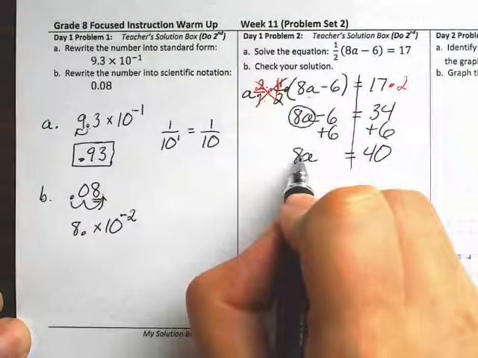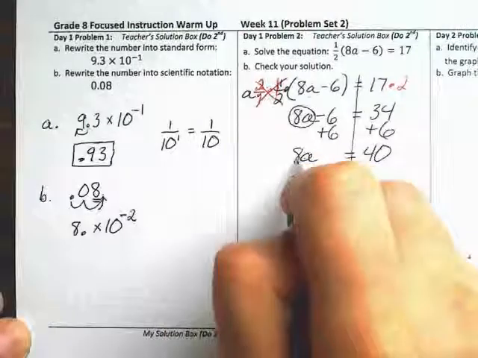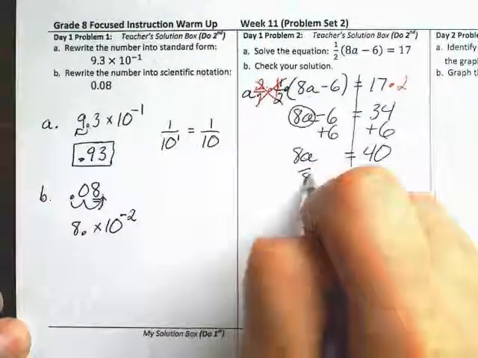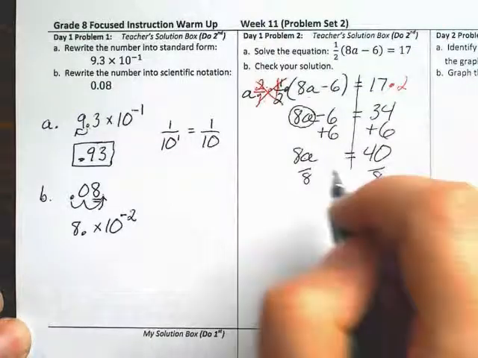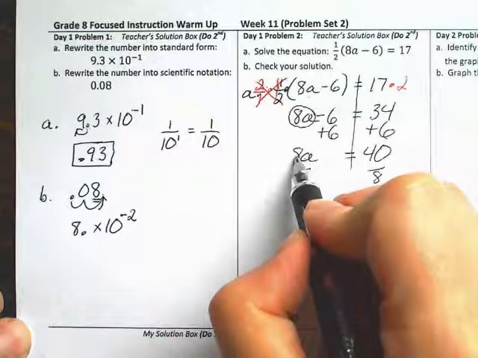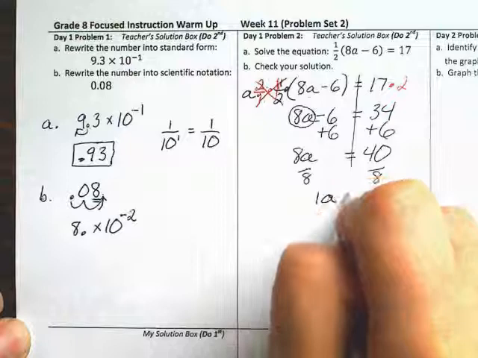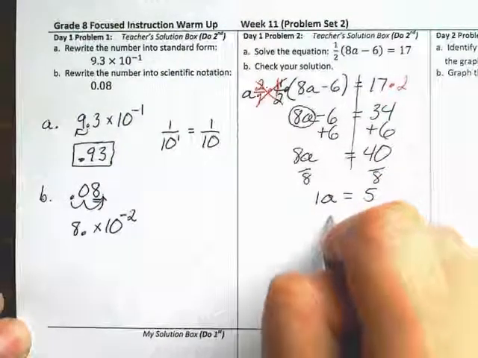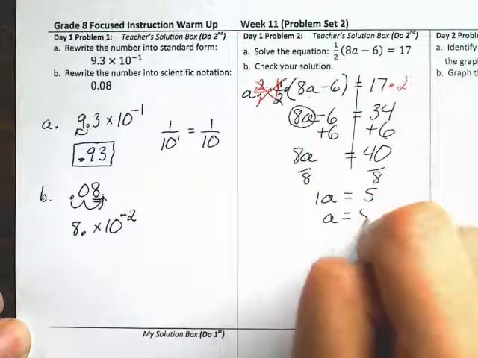8 times a is equal to 40. We can remove the 8 times by dividing by 8 on both sides of the equation. 8 divided by 8 makes 1a, and that is equal to 5. Or another way to say that is a is equal to 5.